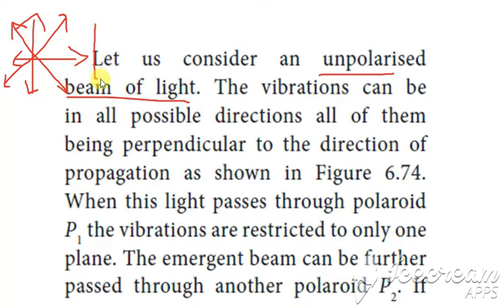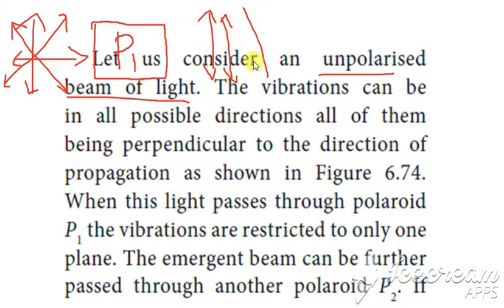Consider that this is made to pass through one Polaroid, which we consider as P1. When the unpolarized light passes through P1, we get a polarized light. So this will be acting only in what? One direction. Suppose again this light is made to pass through another Polaroid, which is named P2.